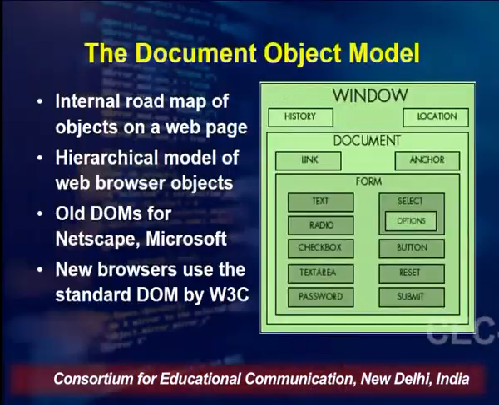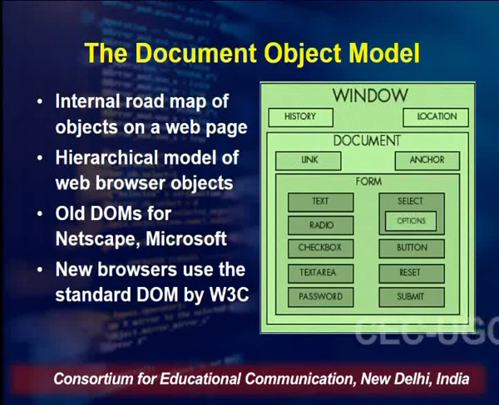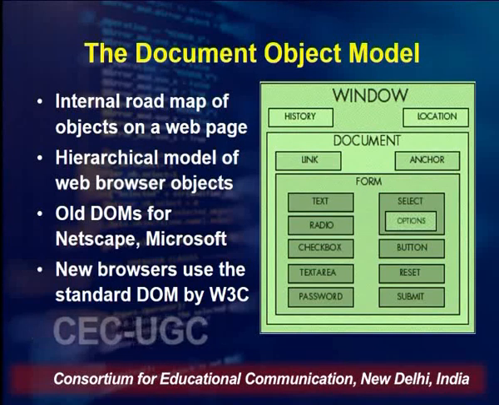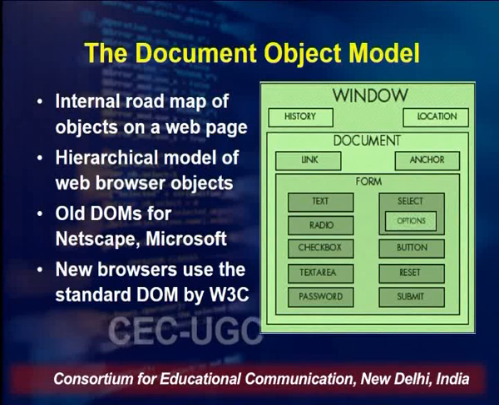If you look at the document object model here, you can see that we have a series of objects and one object is a part of another object. We have the window object, within the window we have history, location, and document objects, and within the document we have other objects like the link or the anchor, one inside the other. So this hierarchical model of the web browser is created using the document object model.